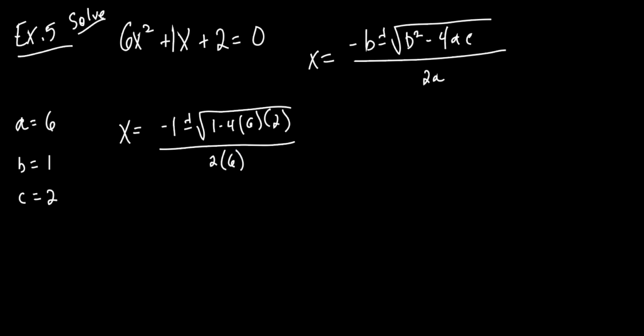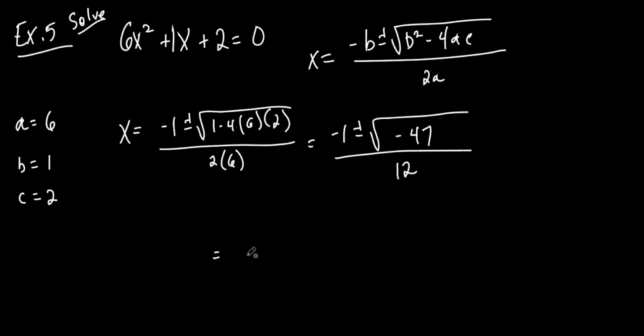And now it's just arithmetic. That's all it is, just plugging numbers. You already plugged it in. Plug and chug, that's what I like to say. Now you're chugging. All right, you're doing the work. So we got negative 1 plus or minus the square root. Can we do this in our head? 4 times 6 is 24, times 2 is 48. 1 minus 48, negative 47. Over 2 times 6 is 12. Look how easy this is.